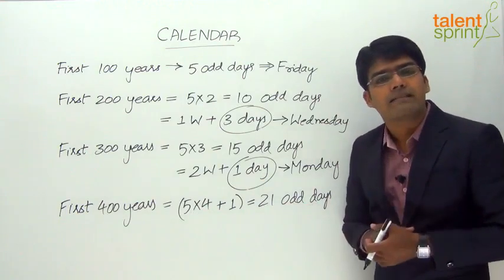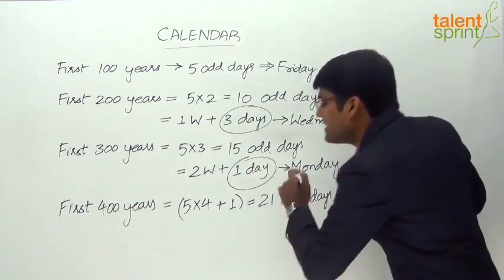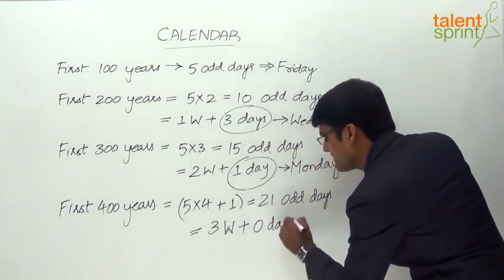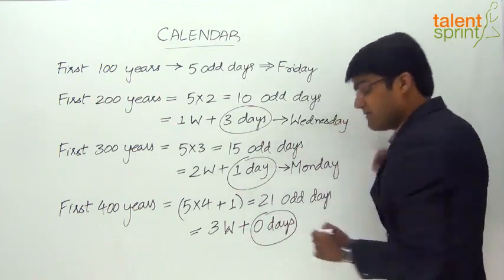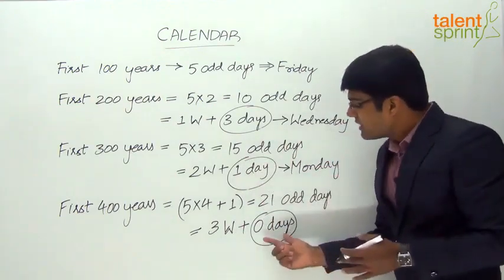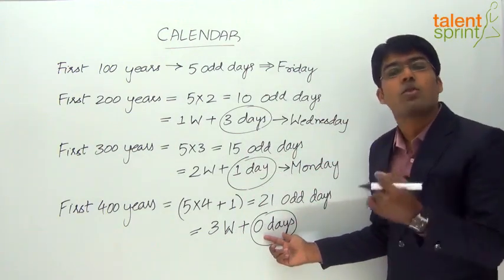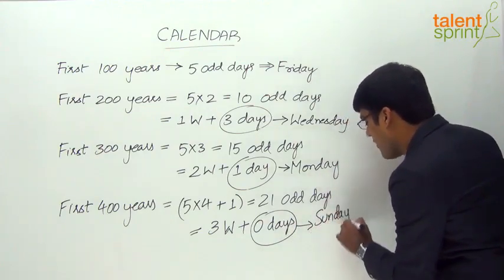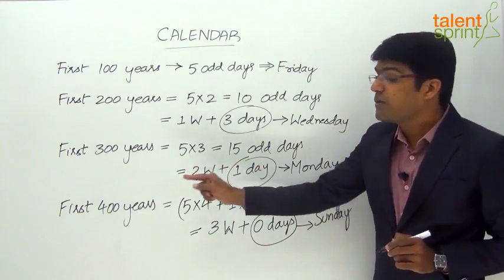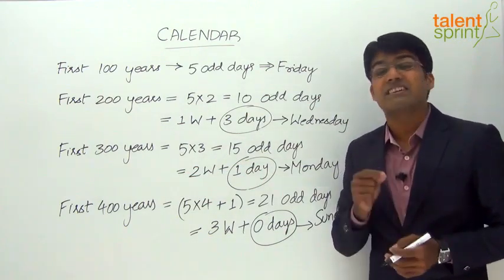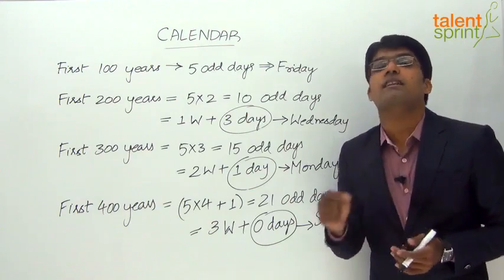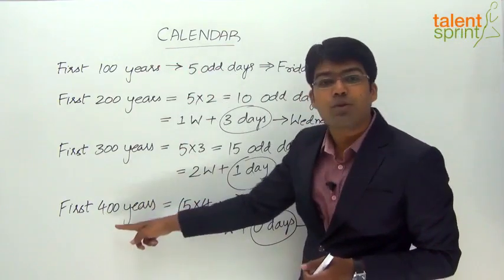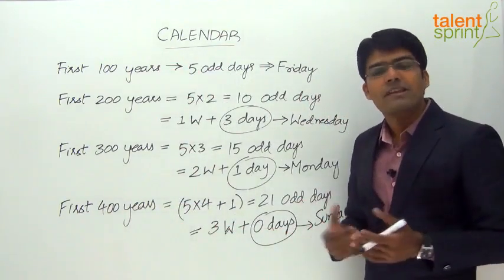Now 21 odd days is as good as 0 odd days, because 21 odd days can be taken as 3 complete weeks plus 0 days. And 0 days means in the first 400 years we have the number of odd days equal to 0. 0 odd days indicate that the day was Sunday. So now we can say that the last day of the 400th year was a Sunday, which means 31st December of the 400th year was a Sunday, because the total number of odd days from the 0th year up to the 400th year is equal to 0, and 0 indicates Sunday.